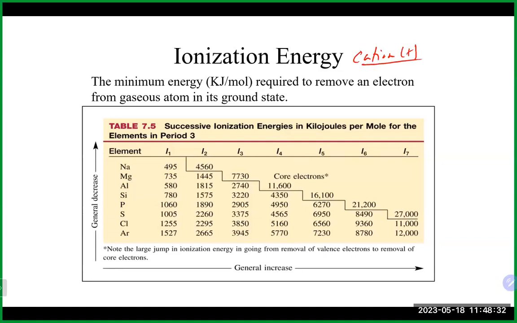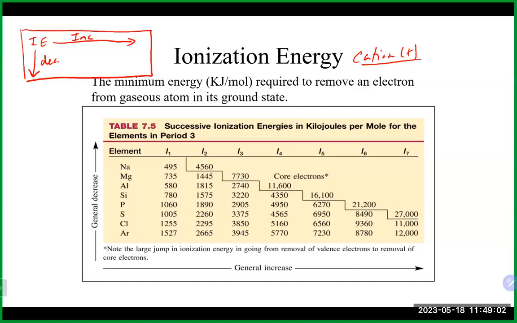The general trend of ionization energy on the periodic table is as you go up and to the right, it increases. And as you go down and to the left, it decreases. So things that are further up to the right, like our nonmetals, have very high ionization energy, which is why they typically do not lose electrons. It takes a lot of energy to try to pry an electron away from them.